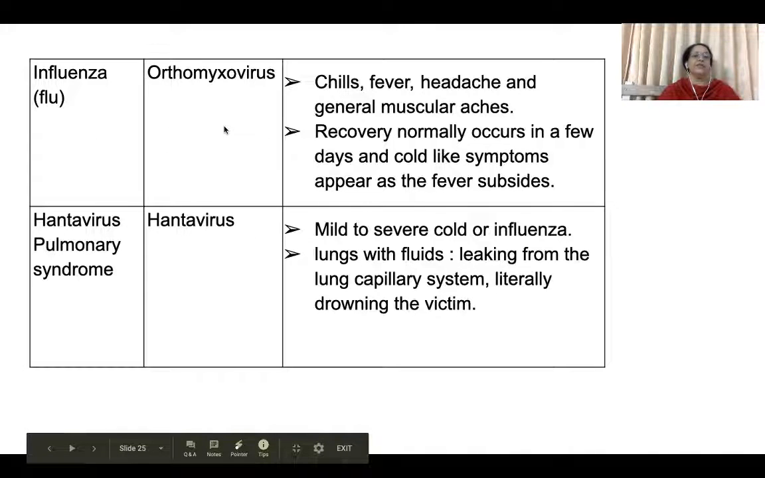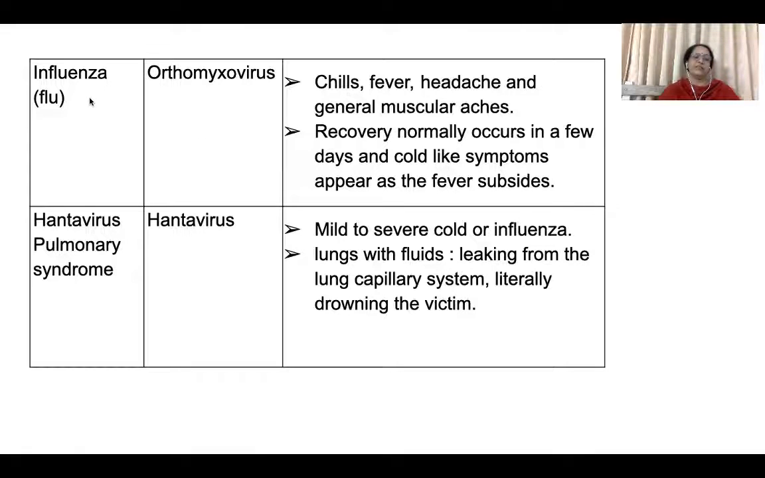Next and important disease of the lower respiratory tract is influenza, commonly called flu, caused by orthomyxoviruses. There are chills, fever, headache, general muscular ache commonly observed during flu. Recovery normally occurs in a few days. Here up to 7 to 8 days are required for recovery, and cold-like symptoms appear as fever subsides.